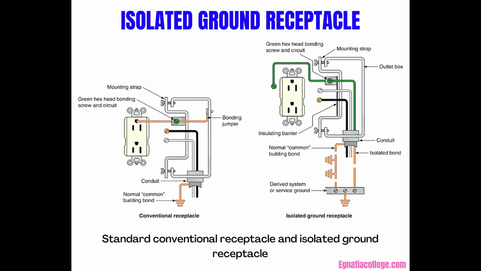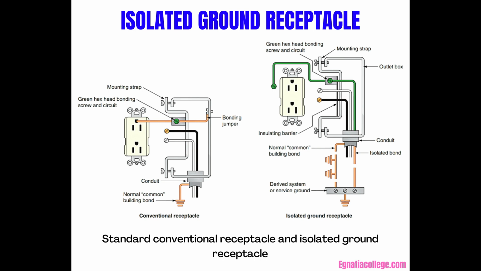In an isolated ground receptacle, the green bonding hexagon screw and the bonding contacts of the receptacle are isolated from the metal strap of the receptacle and also from the building's bonding system. A separate green insulated bonding conductor is then installed from the green hexagon screw on the receptacle connected to the bonding terminal of a device such that disconnection or removal of the device will not interfere with or interrupt the continuity of the bonding conductor.